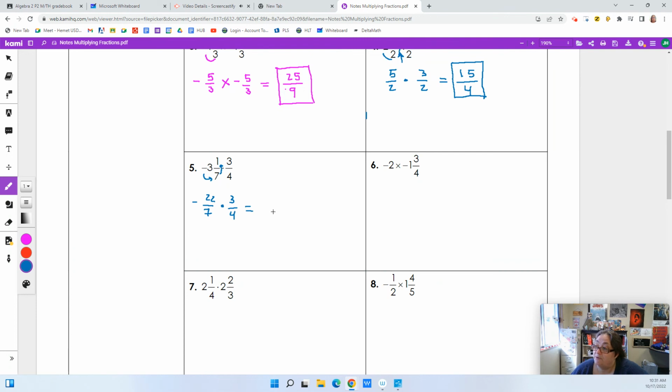Now we just have to multiply. We've got our negative. We know it's going to be negative. 22 times 3. Luckily, that's an easy one. It's 66. Over 7 times 4. Well, that's 28. And look at this. I have an even number over an even number.